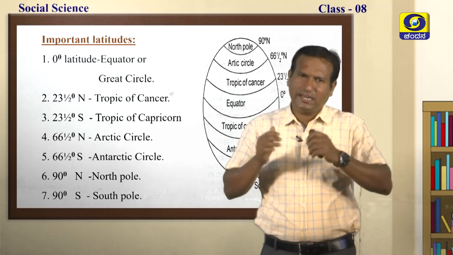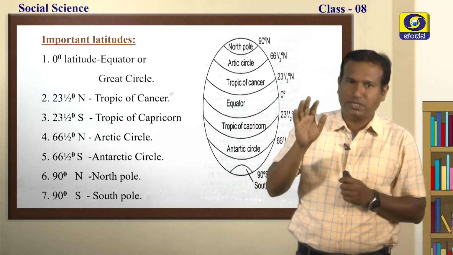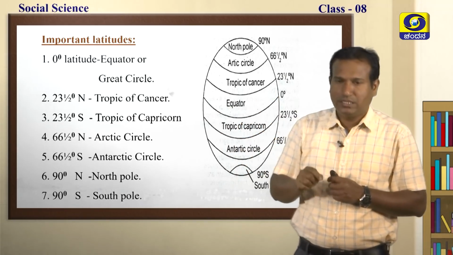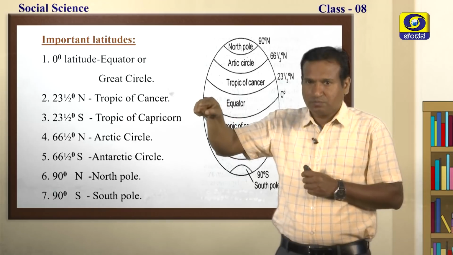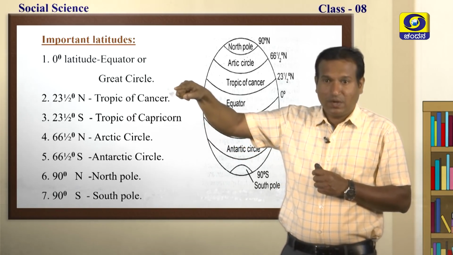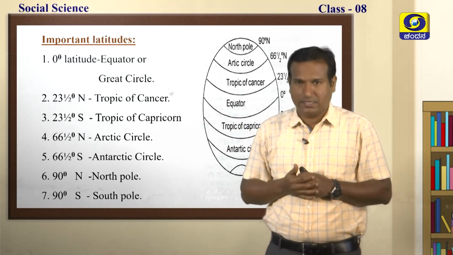What are the important latitudes? There are 7 important latitudes. The 0 degree latitude we call the equator, which is the center of the earth. It is the longest line, I told you. It is also called the great circle.